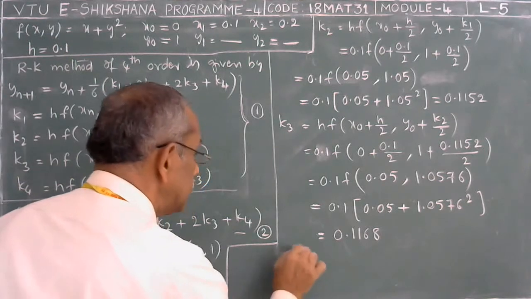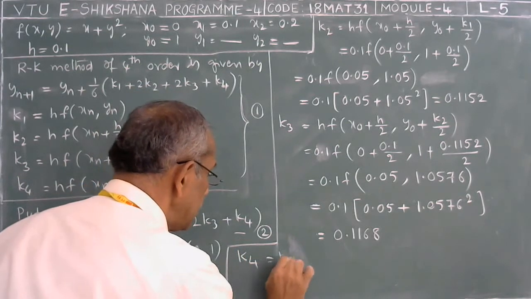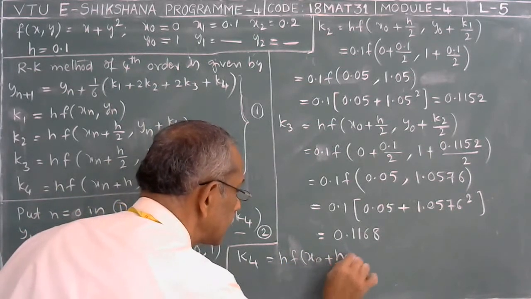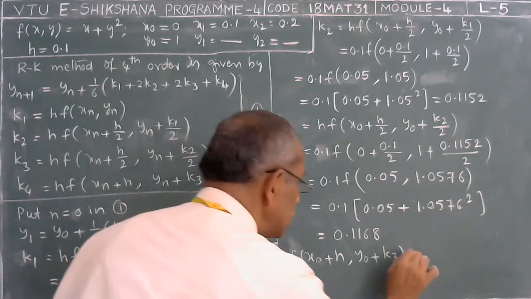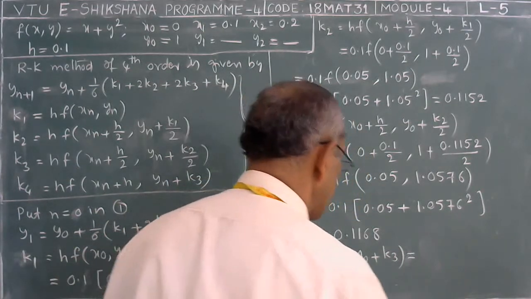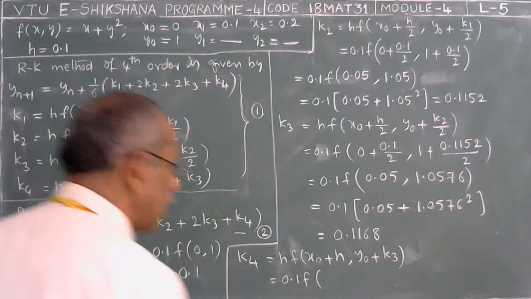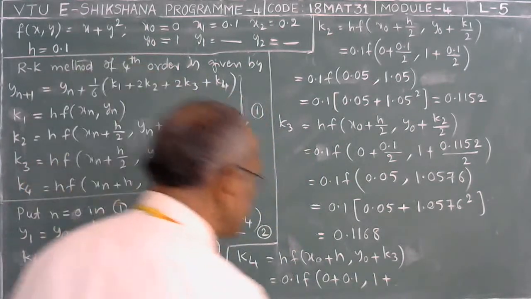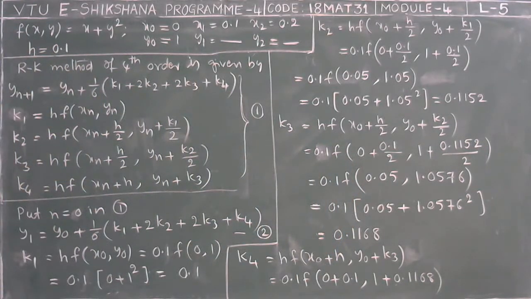Now let me calculate K4 similarly. K4 is equal to h into f of x naught plus h, comma y naught plus k3. So this is 0.1 into f of x naught is 0 plus h, 0.1, y naught is 1, k3, 0.1168.